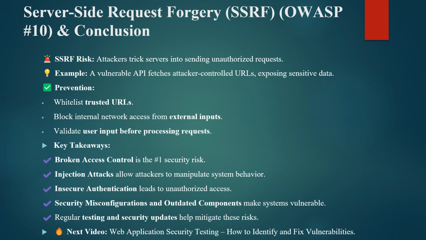In this video, we explored the OWASP Top 10 security risks and how attackers exploit them. Key takeaways: broken access control and weak authentication cause data leaks. Injection attacks and cryptographic failures allow hacking. Security misconfigurations expose systems to threats.